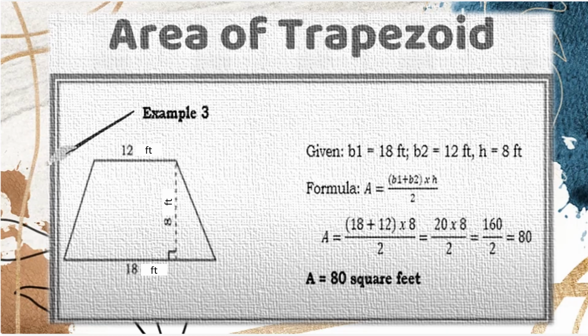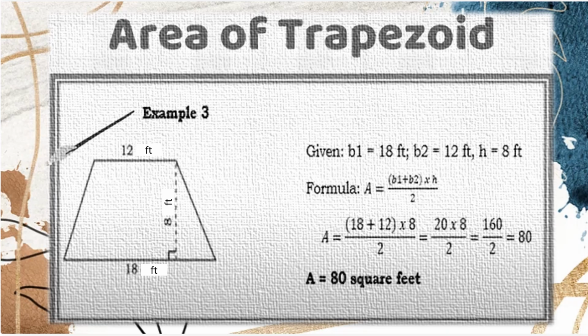And now let's solve the area of a trapezoid. Given, our base 1 is 18 feet, our base 2 is 12 feet, and our height is 8 feet. Using the formula A equals the sum of base 1 and base 2 times height divided by 2. And now let's substitute the given values into the formula. Our base 1 is 18 plus our base 2 is 12, times 8, divided by 2.